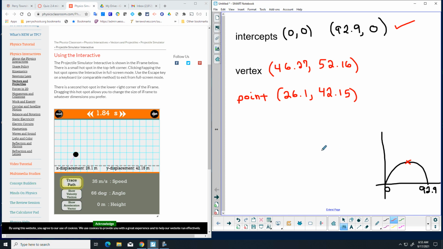All right, and I'm going to go ahead and put this in intercept form right now. So for intercept form, we know our formula is y equals a times (x minus p) times (x minus q). Well, right here, it's telling me everything that I know. I know p, and I know q. And I know an x and a y. So what I don't know is a, so I'm going to solve for a. So plug in what I know, 42.15 equals a. My x is 26.1. My q is 92.9.